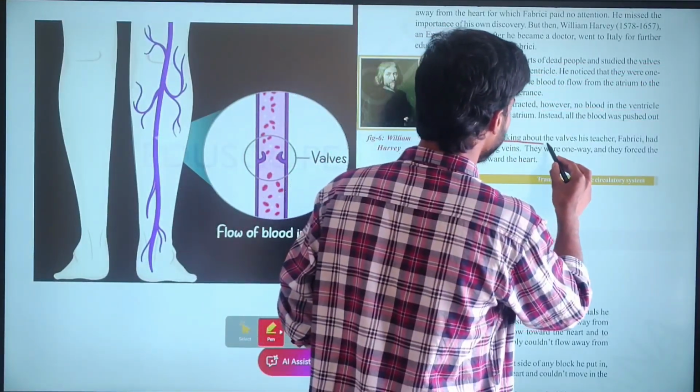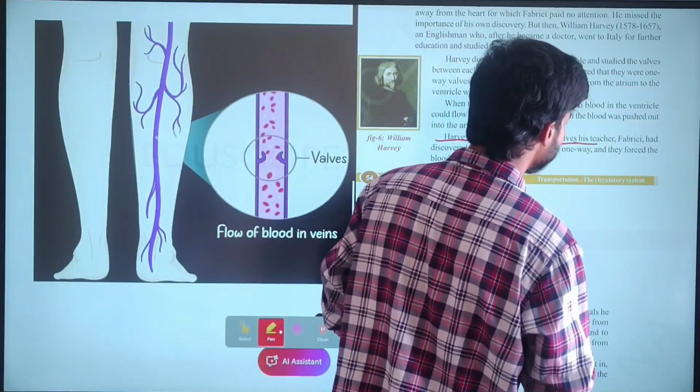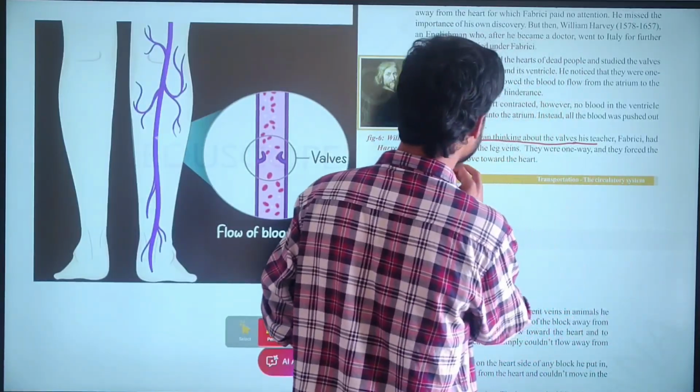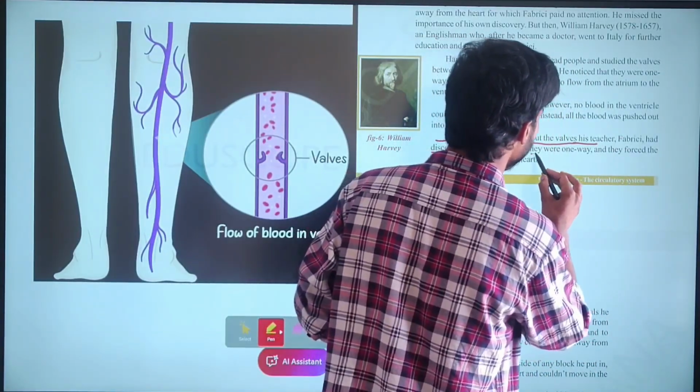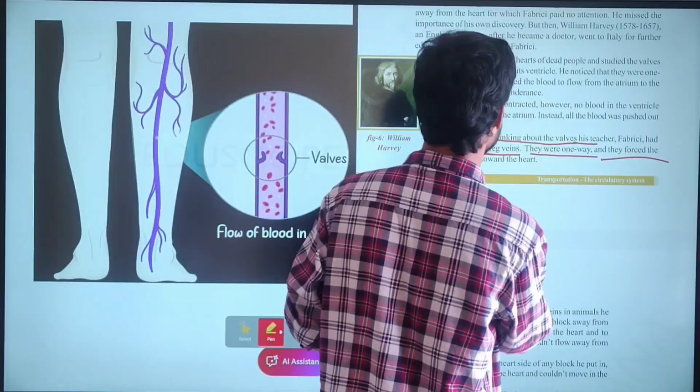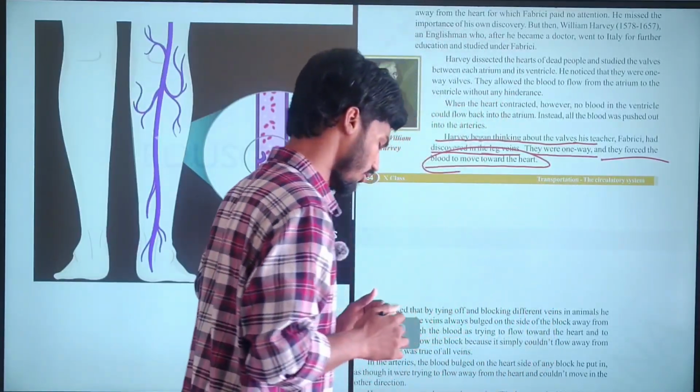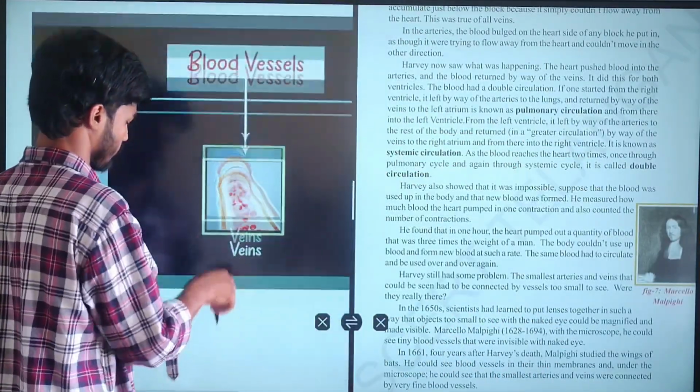Harvey began thinking about the valves. His teacher Fabricius had discovered the leg veins. They were one way. They forced blood to move towards the heart. He found double circulation.